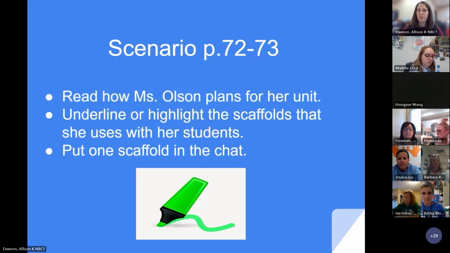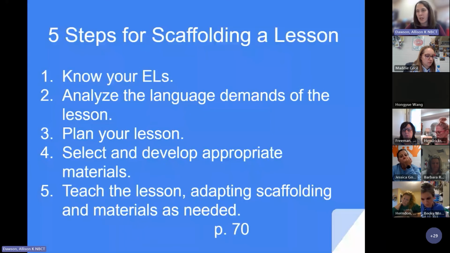So we're gonna kind of move towards getting into some work time. And before we do that, I'm gonna share a few more resources and some places to look in the book before you have some time to actually pick out, plan some scaffolds for your students. Page 70, if you go back a page, lists 5 steps for beginning to think about how to scaffold a lesson. First, important, we talked about that last time, right? Know your learners. 2, analyze the language demands of the lesson. So what are you going to be asking all of your students to do? What are they going to have to read? What can we do to help those or to modify those resources?